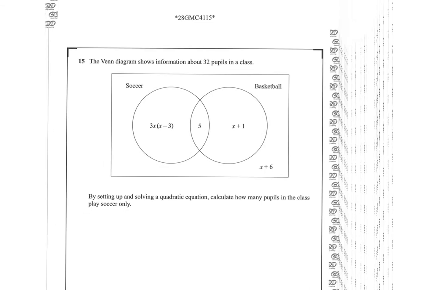Okay, next one. We've got a Venn diagrams question. It looks awful, it's actually not too bad. It says a Venn diagram shows information about 32 pupils in a class. By setting up and solving a quadratic equation, calculate how many pupils in the class play soccer only. Okay, right.